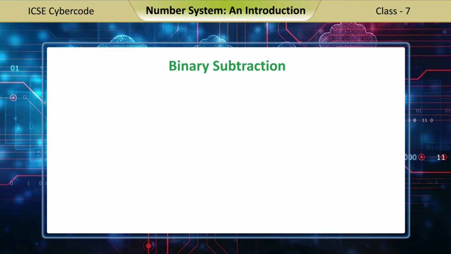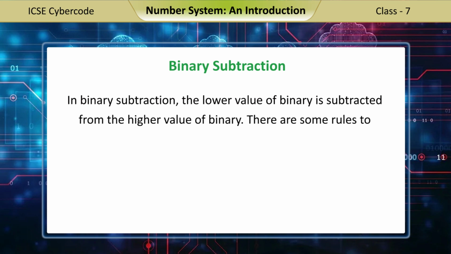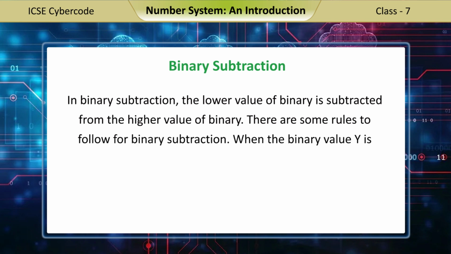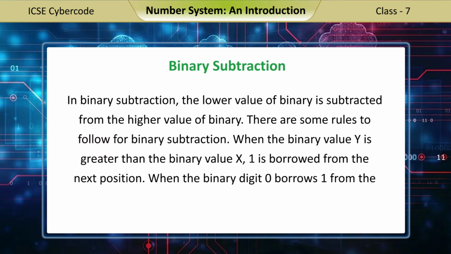Binary subtraction. In binary subtraction, the lower value of binary is subtracted from the higher value of binary. There are some rules to follow for binary subtraction. When the binary value y is greater than the binary value x, 1 is borrowed from the next position. When the binary digit 0 borrows 1 from the next MSD, it becomes 10.